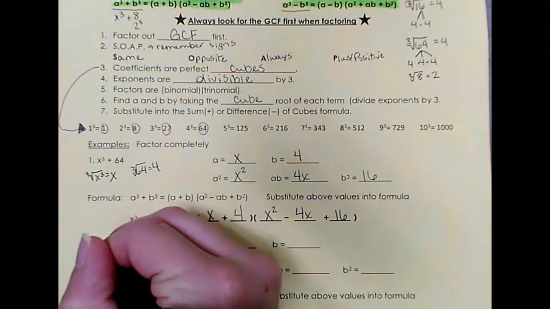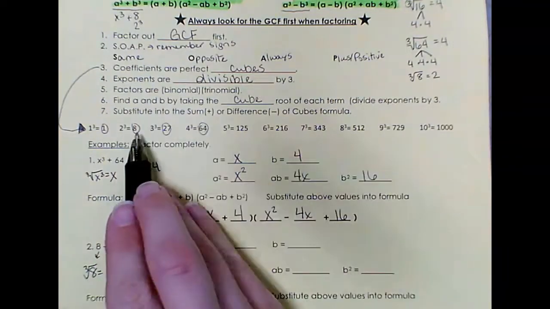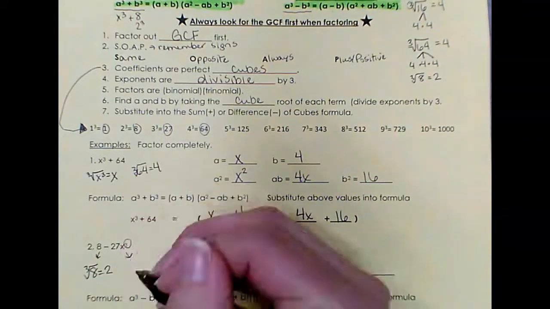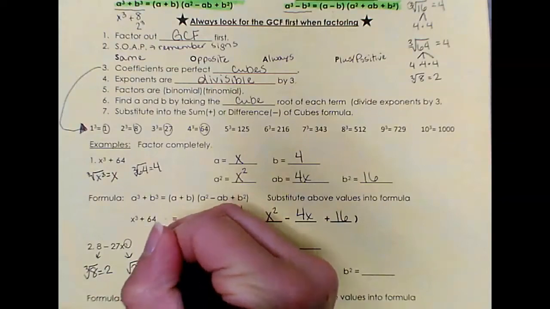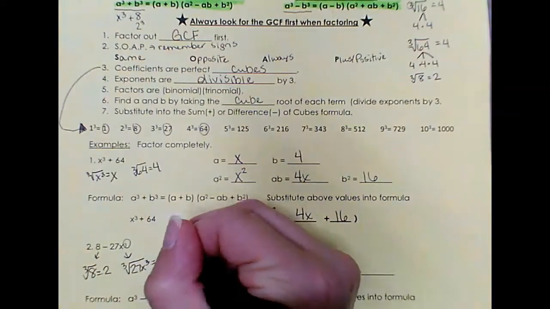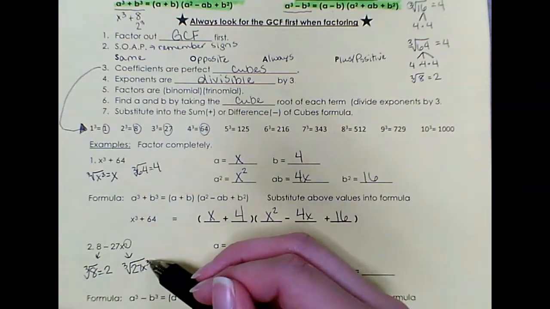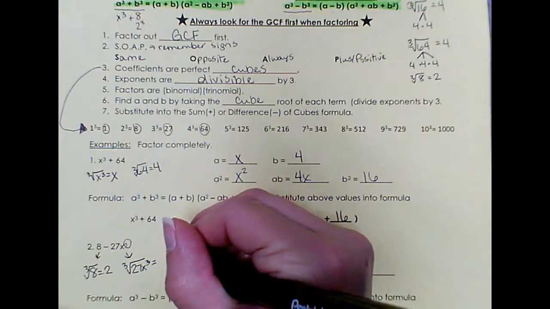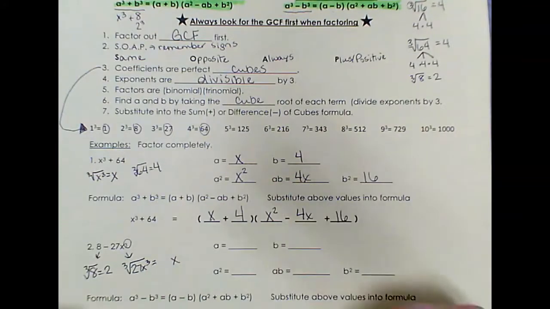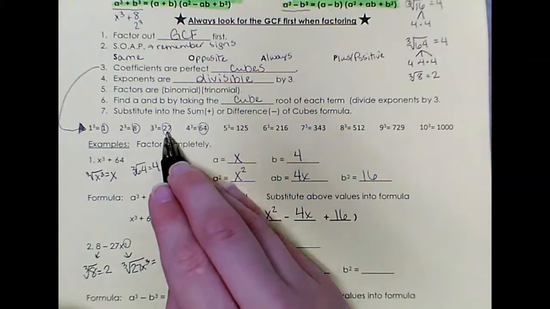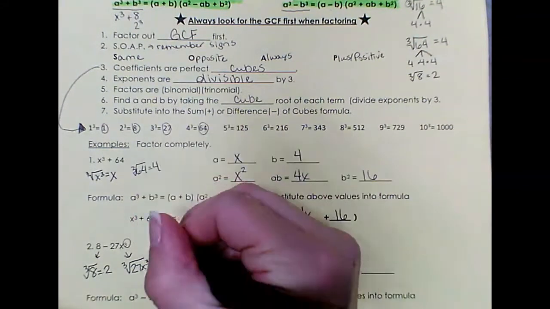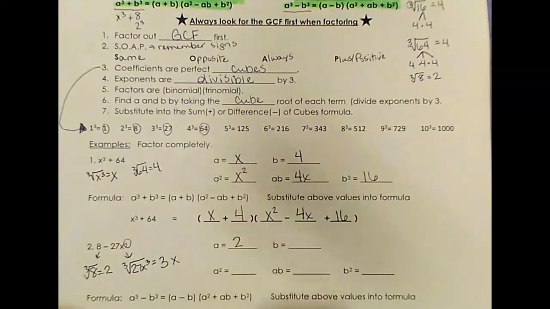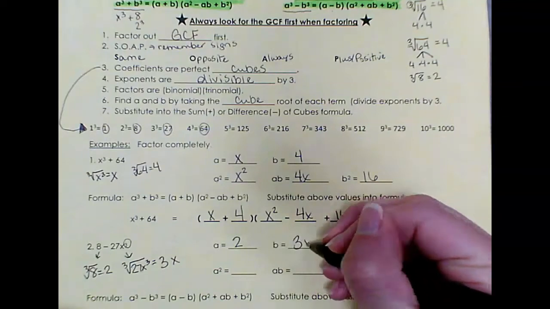The cube root of 8. 8 is on my list, so the cube root is 2. And here, the cube root of 27x cubed. Well, the cube root of x cubed, we found out before, is just x to the power of 3 divided by 3, so x to the power of 1. And then the cube root of 27, well, that shows up here, and that's 3. So my first term, the a value, is 2. My second term, the b value, is 3x.